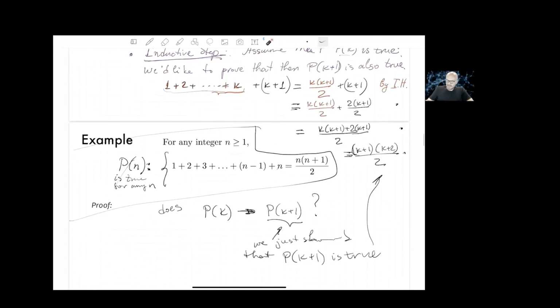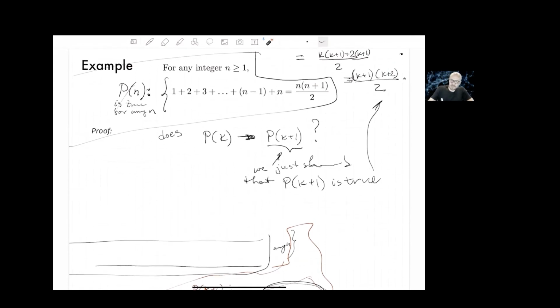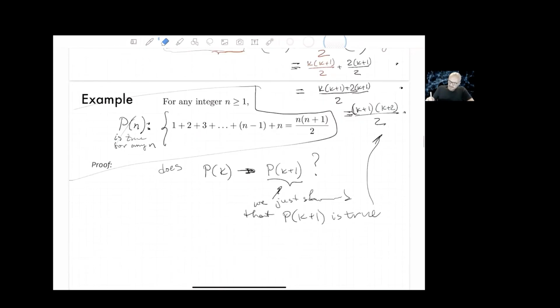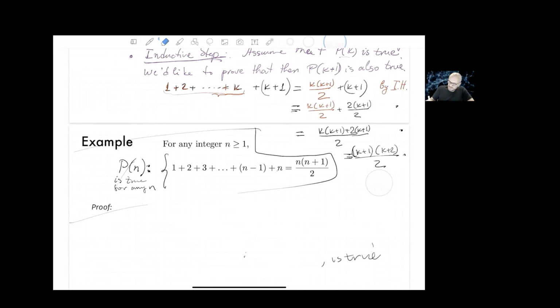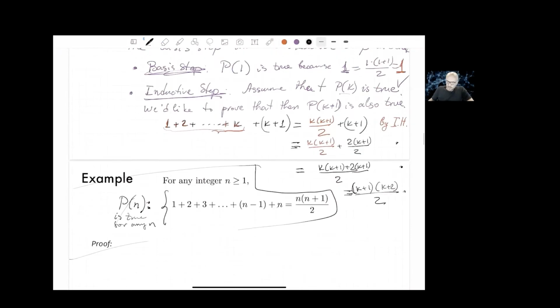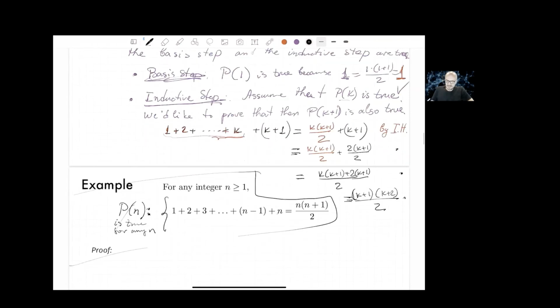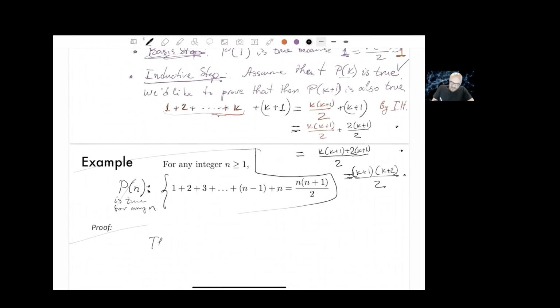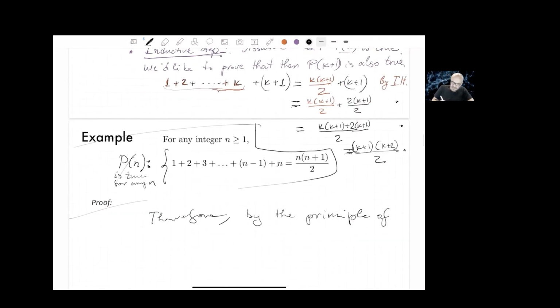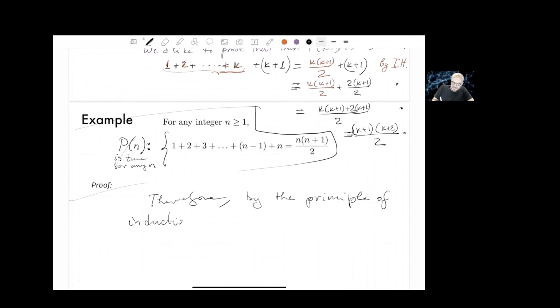Okay, so now am I done with the proof? Yeah, actually I'm done with the proof, but I have to write a couple more sentences just to make my write-up clear. So what we've done so far is we've proven the base case, and we've proven that pk implies pk plus 1. In the final sentence, I say that therefore, by the principle of mathematical induction, Pn holds, is true for any n. And that completes the proof.